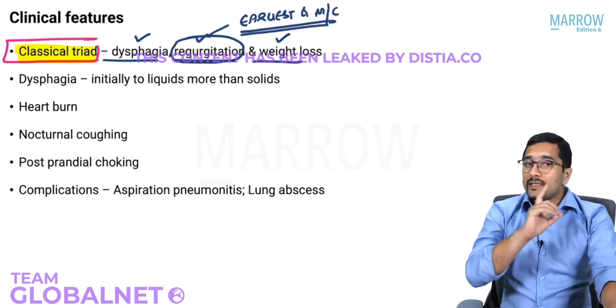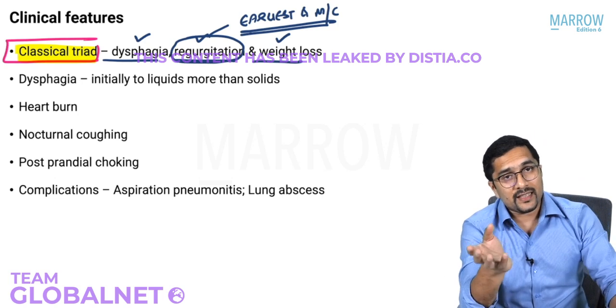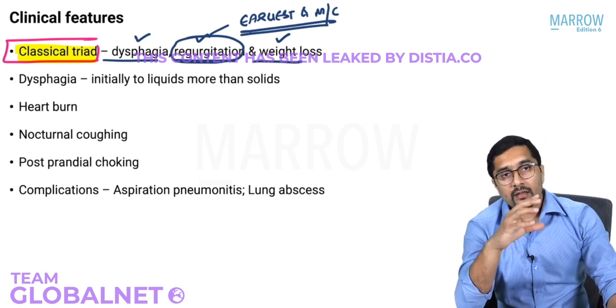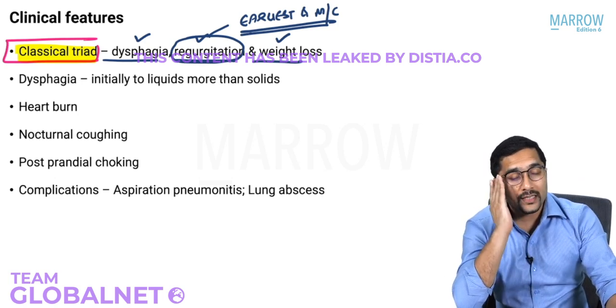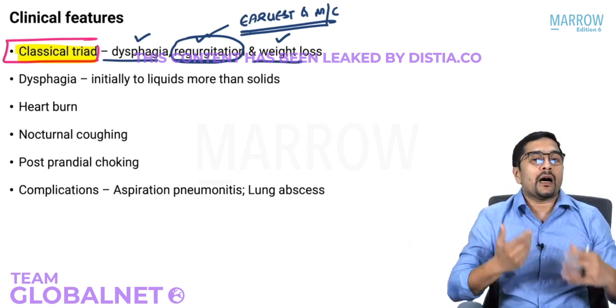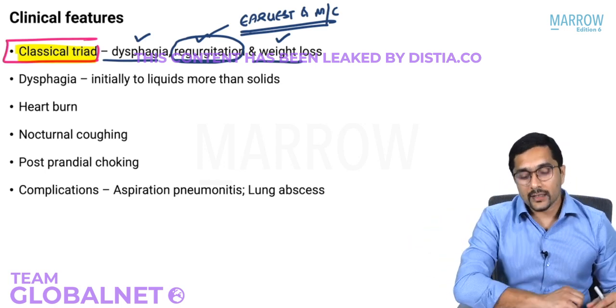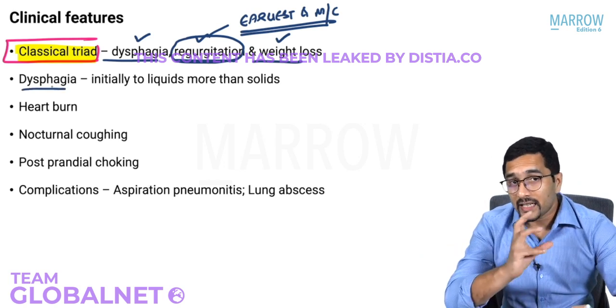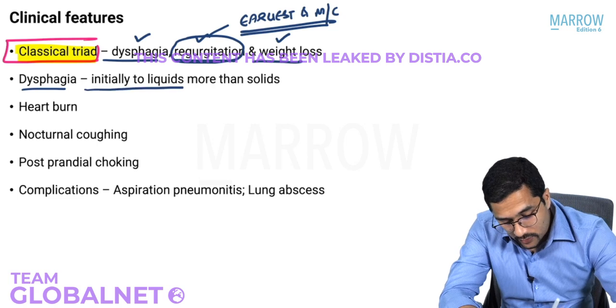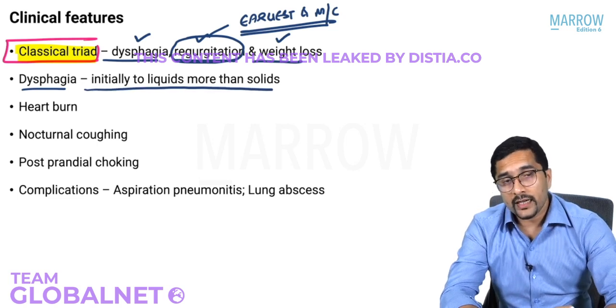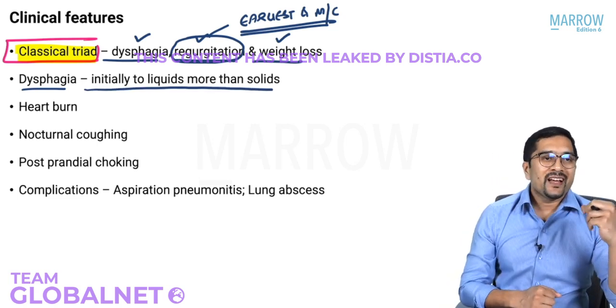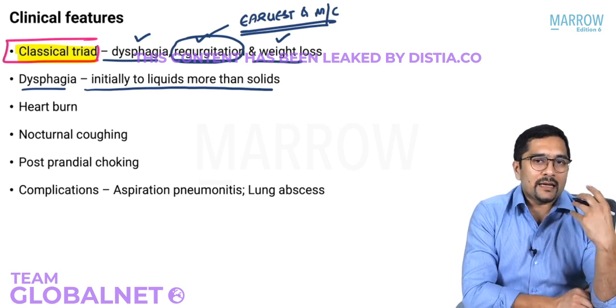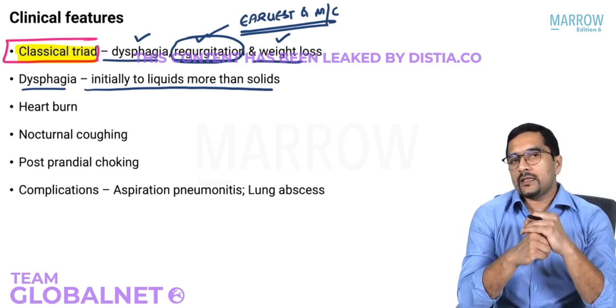So remember, I told you in Zenker's also regurgitation was the earliest and the most common symptom. Here also in achalasia, regurgitation, that means the food coming back into the mouth, is the most common and the earliest symptom. Dysphagia in achalasia is slightly different. It is initially to liquids more than solids.